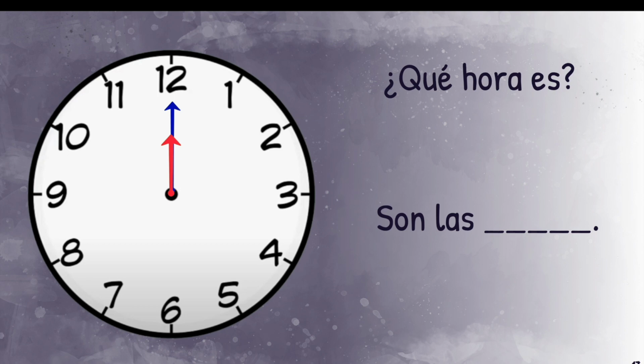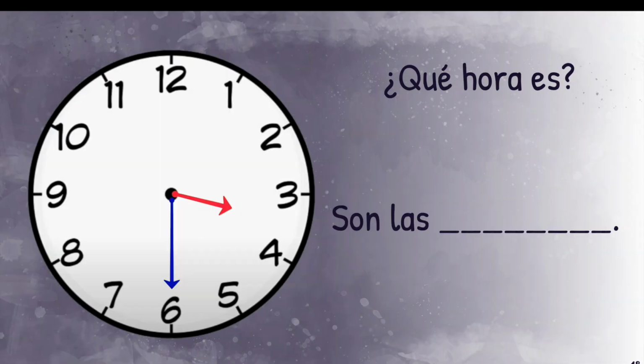¿Qué hora es? Son las 12. You could also say son las 12 en punto, if you want to say on the dot. ¿Qué hora es? This means what time is it? Son las 3:30. Or you could say 3:30. Very not common at all. Almost always you'll use media.